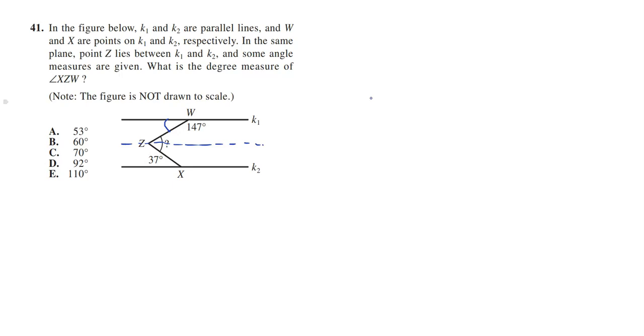So this is 33 degrees here, because this is a straight line and the angles in a straight line, this is a straight angle here, so it's going to be 180. So these are supplementary angles. So this is going to be 33 right here, and this is going to be 37 right here. So Z is going to be the sum of both. So Z is 33 degrees plus 37 degrees, which is 70 degrees right here.